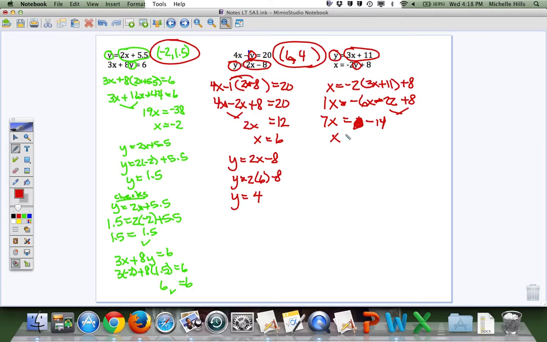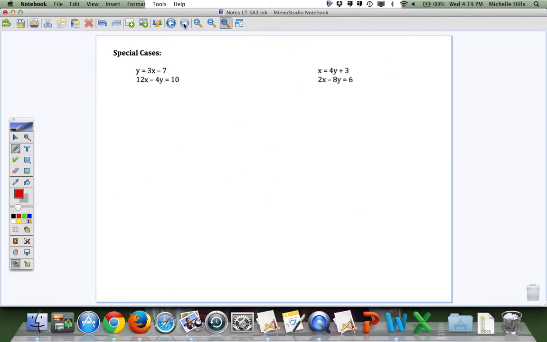All right, equals negative 14. Divide both sides by 7, x equals negative 2. So my x is negative 2. I know that y equals 3 times x plus 11, which is what that first equation says. And I now know that my x is negative 2. Sorry, this writing pad is having some issues. So 3 times negative 2 plus 11 is 5. My y is 5. Please watch the part 2 of this video that I think I'm going to have to do to get these special cases done.